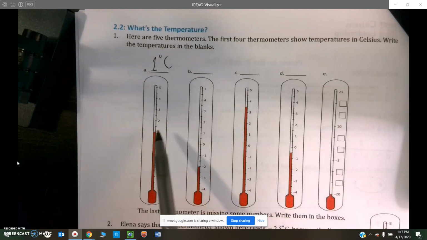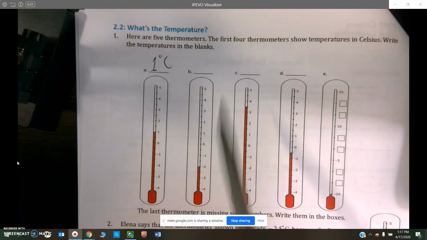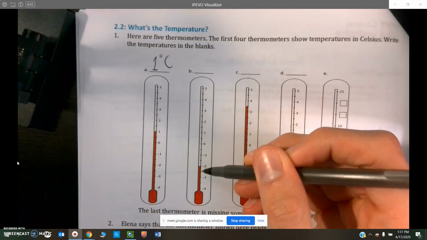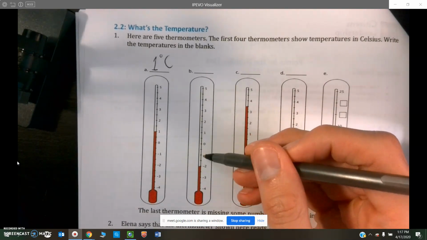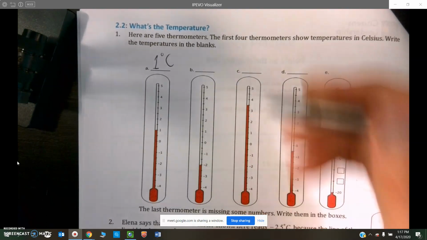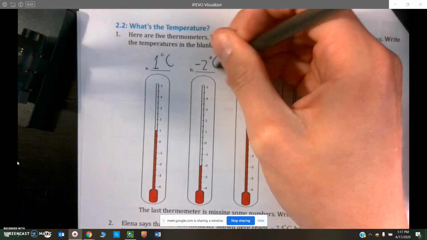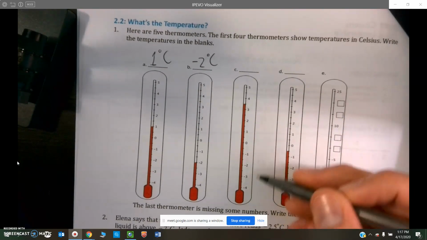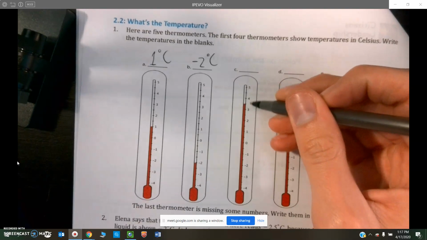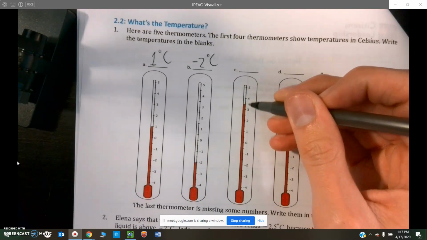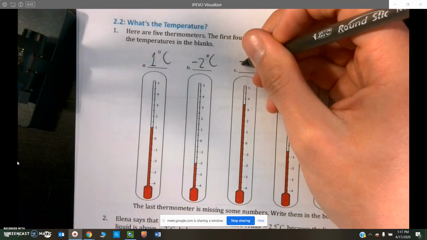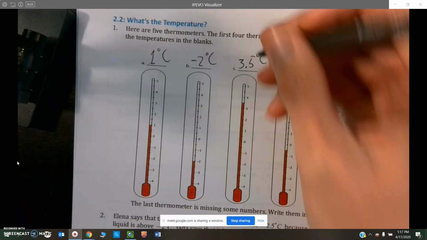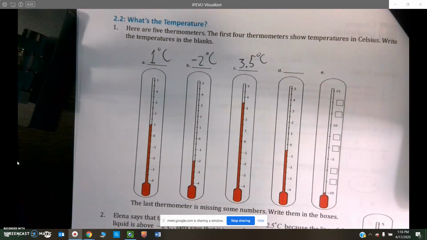So once again, A was 1 degree Celsius. Now looking at B, I can see here's 0 degrees, and the temperature's below that. So here's 1 degree below 0, 2 degrees below 0, so negative 2. Third one looks like it's in between 3 and 4. It looks like it's halfway in between 3 and 4. So there's 2 ways to represent that. I'm going to do the decimal way and say that that is 3 and 5/10.